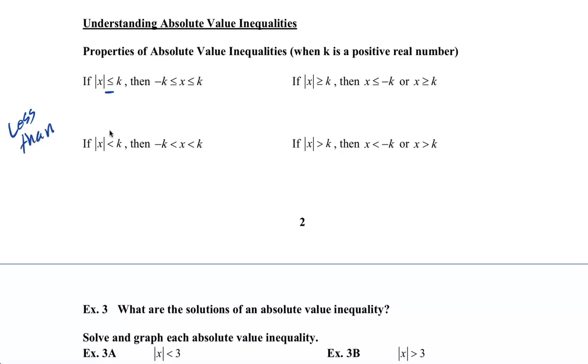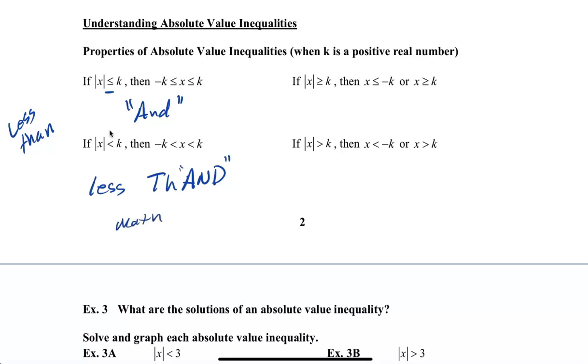less than is going to be an "and" statement. So it's going to be a compound inequality. That's what these terms are. The easy way to think about it is a little math trick: less than, and. So anytime you see less than, it's an "and" statement. Less than, and. That's all it is.